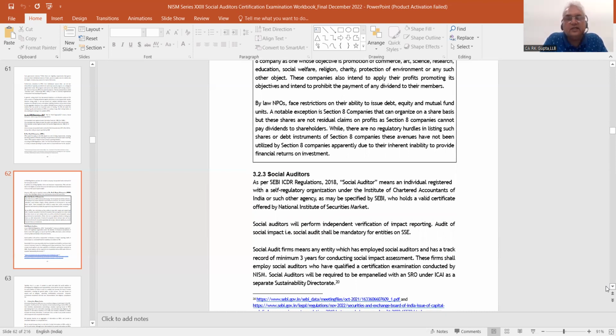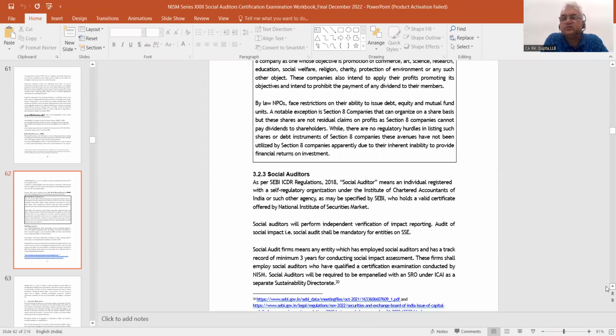One is individuals, and then there are firms, social audit firms. So a social auditor, working in an individual capacity, means an individual registered with a self-regulatory organization under the Institute of Chartered Accountants of India or the other two institutes, or such other agency as specified by SEBI, who holds a valid certificate offered by the National Institute of Securities Market. So social auditors will perform independent verification of impact reporting. Audit of social impact, that is social audit, shall be mandatory for entities on the social stock exchange.